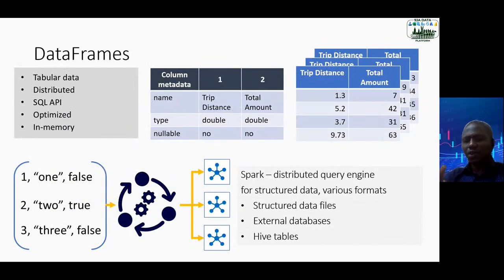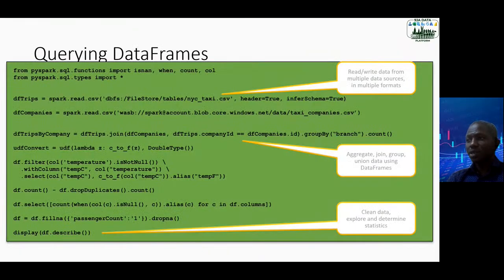And then data frame, tabular data, distributed SQL API, your data frame, Spark distributed engine for structured data in various formats, whatever format, bring them together. Okay, structured data file, external database, table, data frame. You just have a single source of truth for those data so that any programming language you want to use, you can still have a hang of a data frame, a data set, and then you can query, you have your results. Querying a data frame, for example, using Spark SQL.